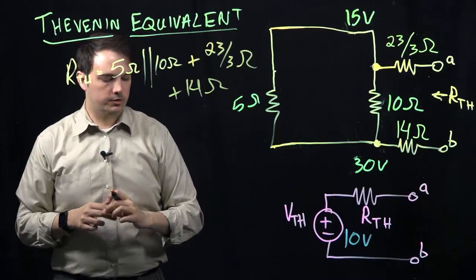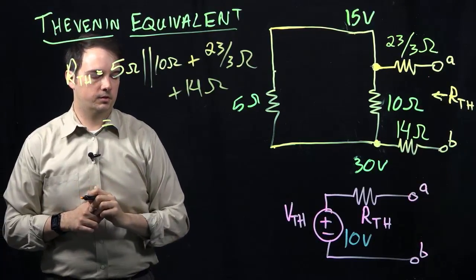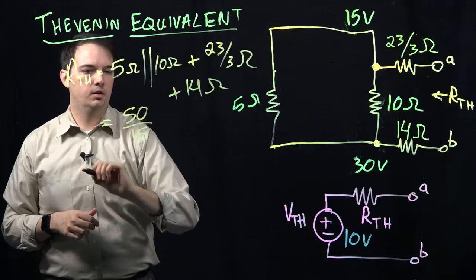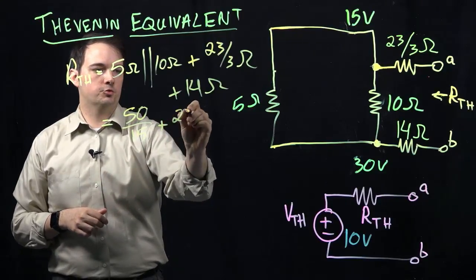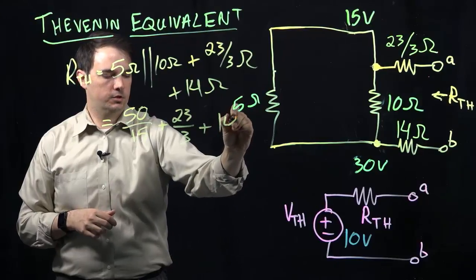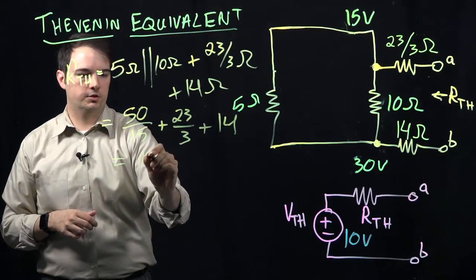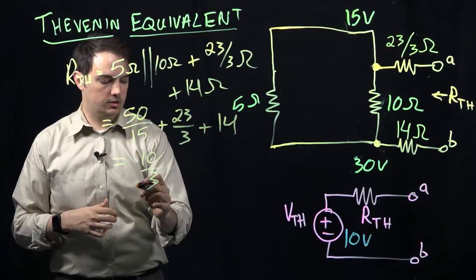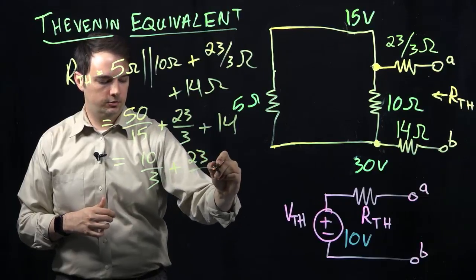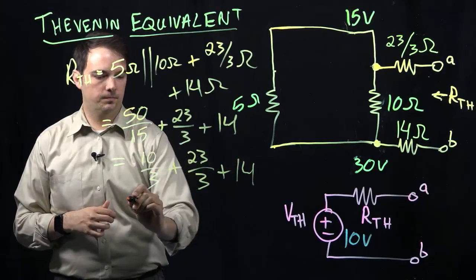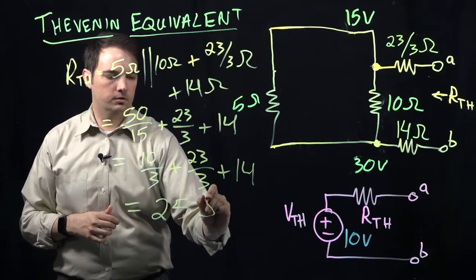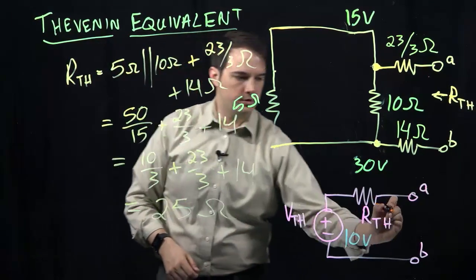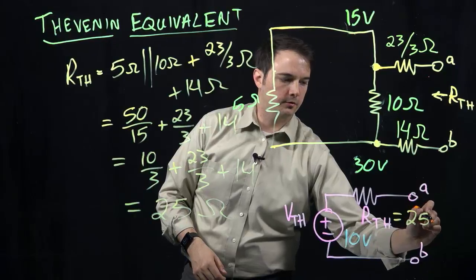In order to work this out, we can figure out the parallel combination of the 5 and 10, so that would be 5 times 10 over 5 plus 10, a little shortcut rule that we've learned, plus 23 and a third plus 14. Do a little simplification here. Since this is a problem I've given on an exam, and we don't allow calculators in exams, hopefully you'll get very quick at doing basic math, even with fractions. As such, we get the solution of 25 ohms. So this tells us that RTH is equal to 25 ohms.